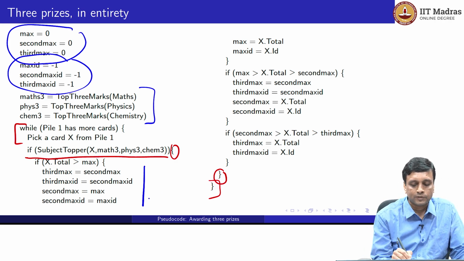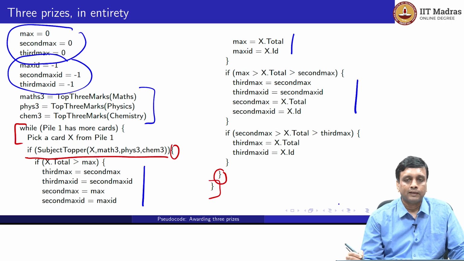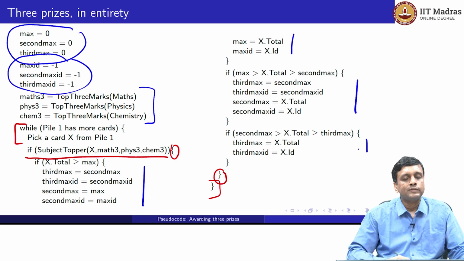We check whether the total is bigger than the max, or whether the total is between max and second max, or whether the total is between second max and third max. And at the end of this, we have these 3 values, max, second max, third max, and the corresponding IDs, max ID, second max ID and third max ID.